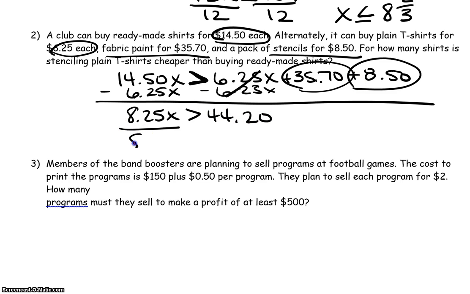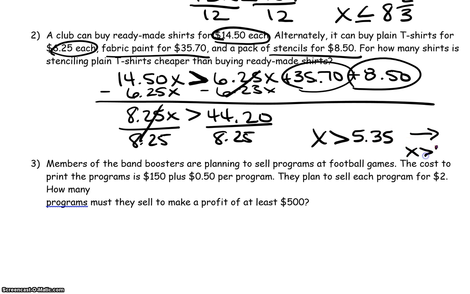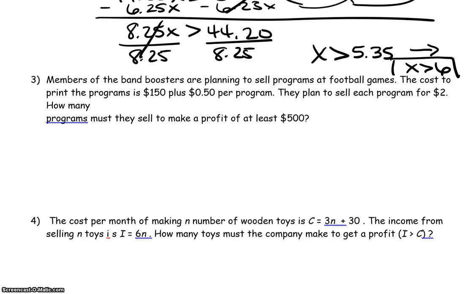To solve for x, you divide both sides by 8.25. So x is greater than 5.35, but you cannot have a part of a t-shirt, so it's really x is greater than 6. In order for it to be cheaper, you'd have to make more than 6. All right, go to number 3.